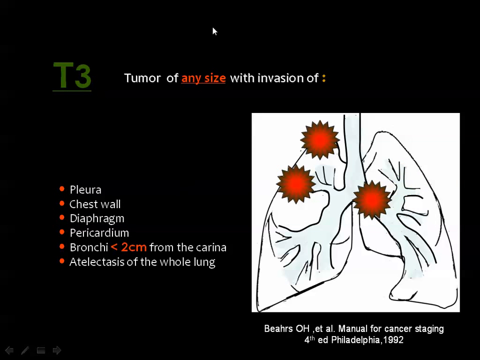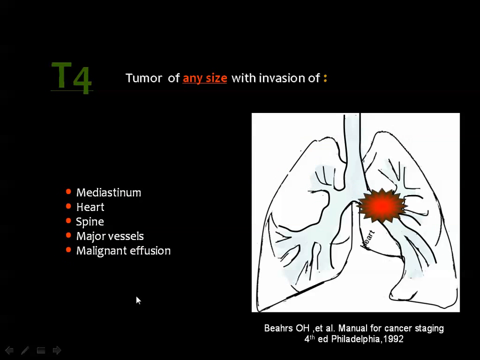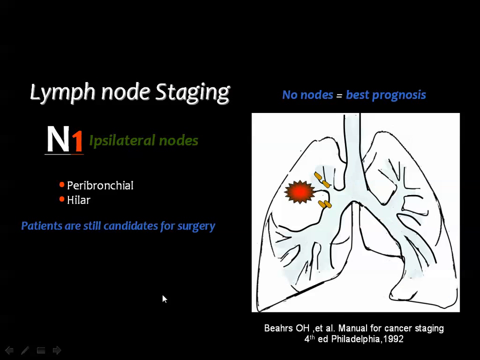Stage 3, the tumor of any size with invasion of the pleura, invasion of the chest wall, the diaphragm, the pericardium, or the bronchi at a distance less than 2 centimeters from the carina or maybe associated with atelectasis of the whole lung. And the stage 4, a tumor of any size invading the heart, the mediastinum, the spine, the major vessels, or associated with malignant pleural effusion.